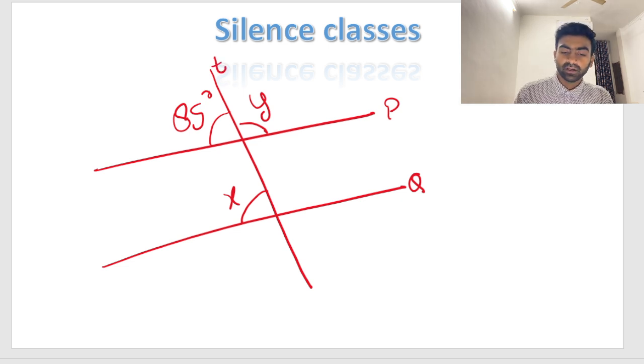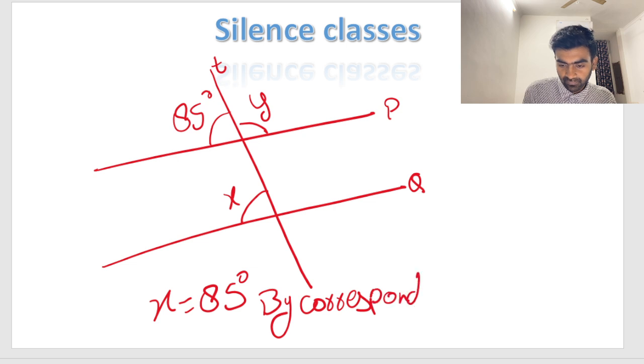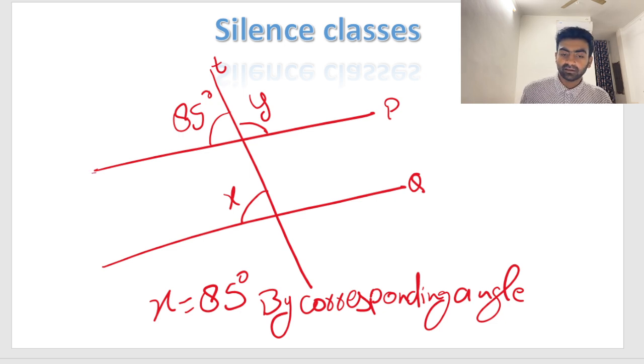So we get the value of X by corresponding angles, because they are on the same side of the transversal. One is exterior and another one is exterior. So X is equal to 85 degrees by corresponding angles. Now we know that P is a line. So this angle plus this angle is 180 degrees.